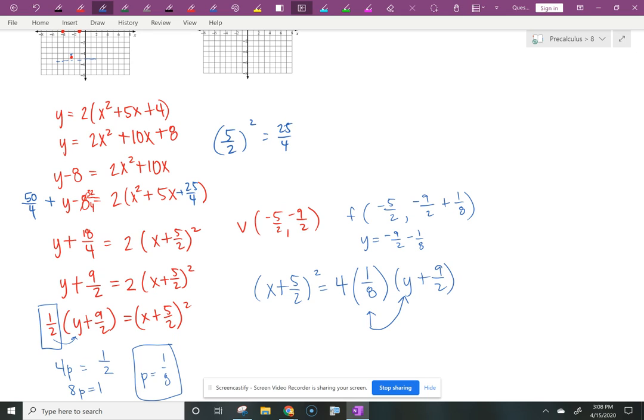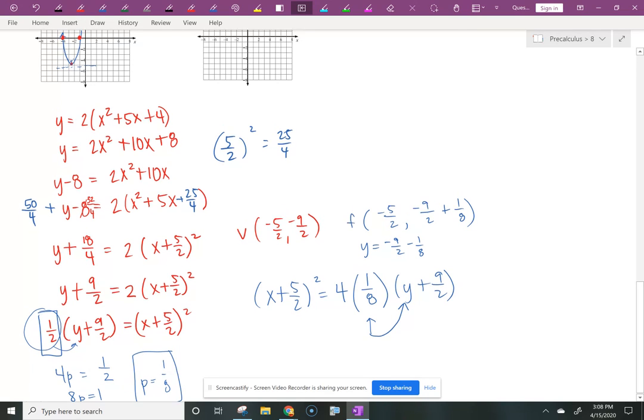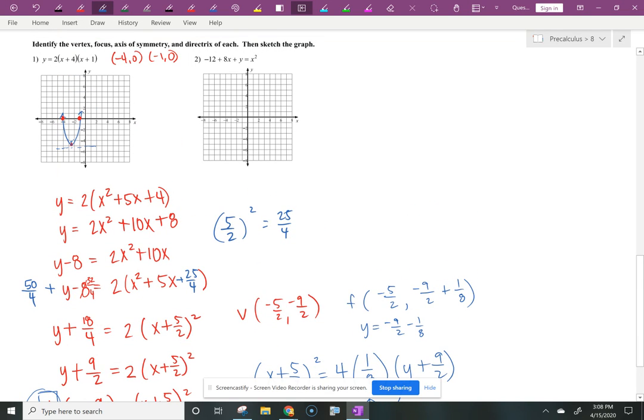What else do I know? I know that the 4p, the half thing, that's how wide it was at the focus. So it went 1/4 of a unit in each direction at the focus. And that would tell you how wide to make your parabola. But I had these other 2 points. So there she is. I got everything, right? Oh, and axis of symmetry was the x value. So x equals -5/2.